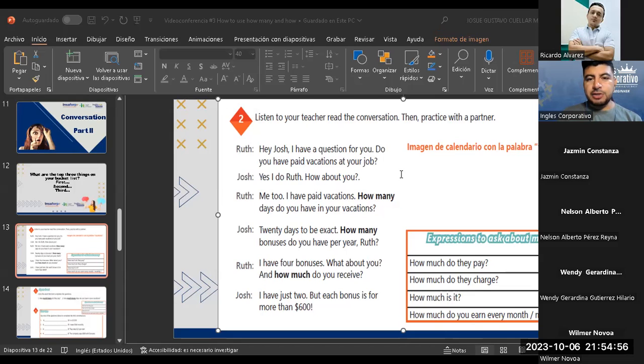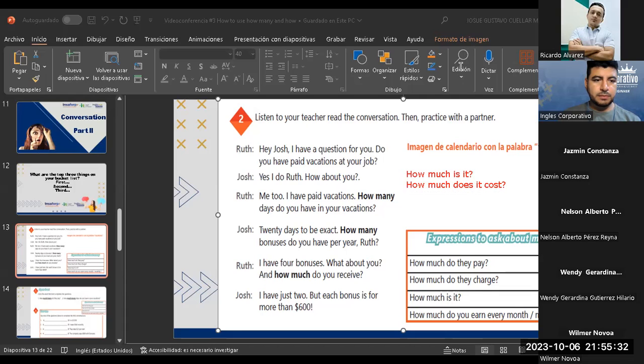If you are in a store, you can say, how much is it? Or, how much does it cost? Okay. How much is it? How much does it cost? Eso significa cuánto vale o cuánto es. Okay? So, for you to know it. And let's continue with the last part and we say goodbye.